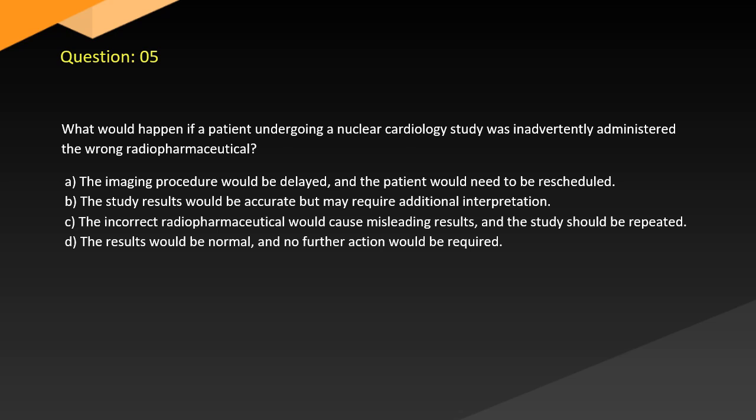Question 5. What would happen if a patient undergoing a nuclear cardiology study was inadvertently administered the wrong radiopharmaceutical? A. The imaging procedure would be delayed and the patient would need to be rescheduled. B. The study results would be accurate but may require additional interpretation. C. The incorrect radiopharmaceutical would cause misleading results and the study should be repeated. D. The results would be normal and no further action would be required.